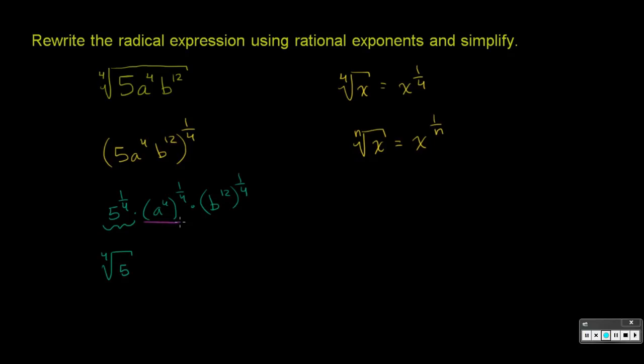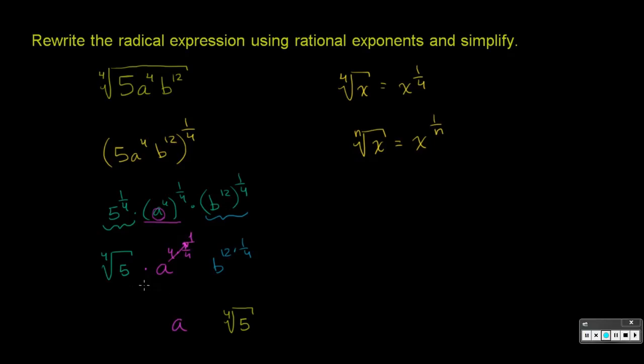A to the 4th to the 1/4 power. If you raise something to a power and then raise that to another power, that's the equivalent of raising the a to the 4 times 1/4 power. So let me just write that down. So times a to the 4 times 1/4 power. And then finally, this right over here, using the same exact exponent property, this is b to the 12th times 1/4 power. And so all of this simplifies to, and I'll change the order here, the 4th root of 5, and then you have a to the 4th times 1/4 power. So this simplifies to a to the 1st power, which is really just the same thing as a.